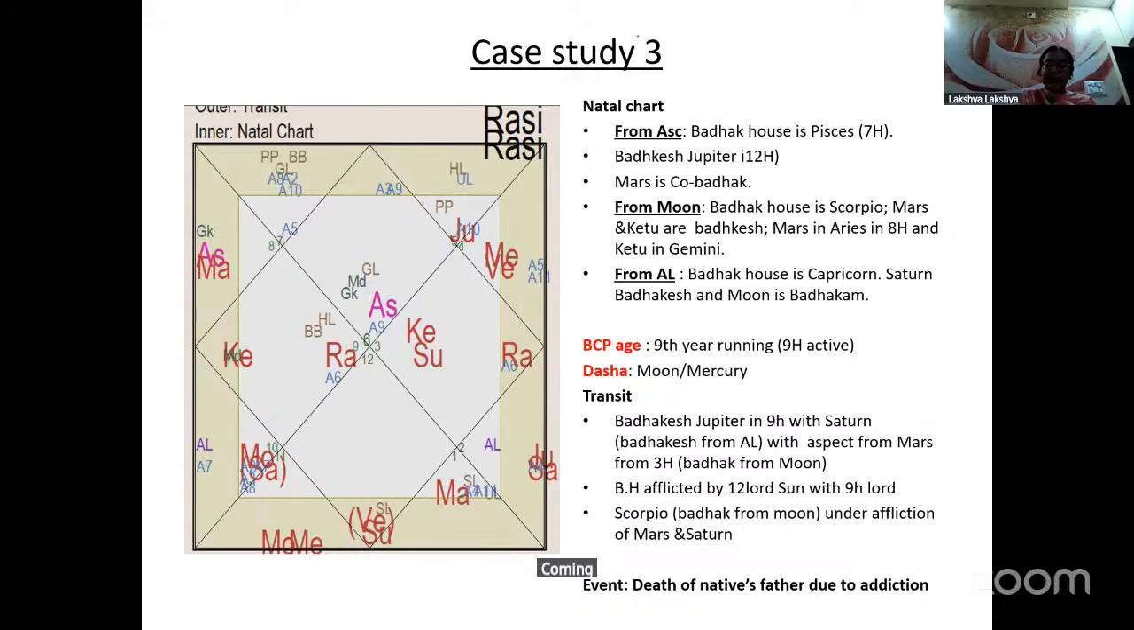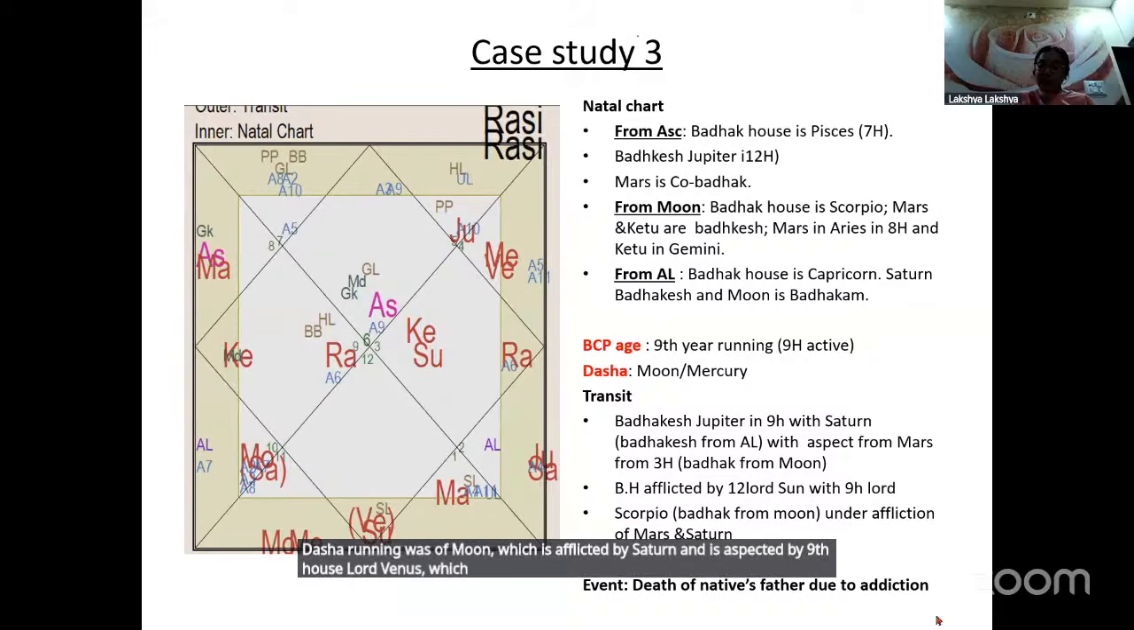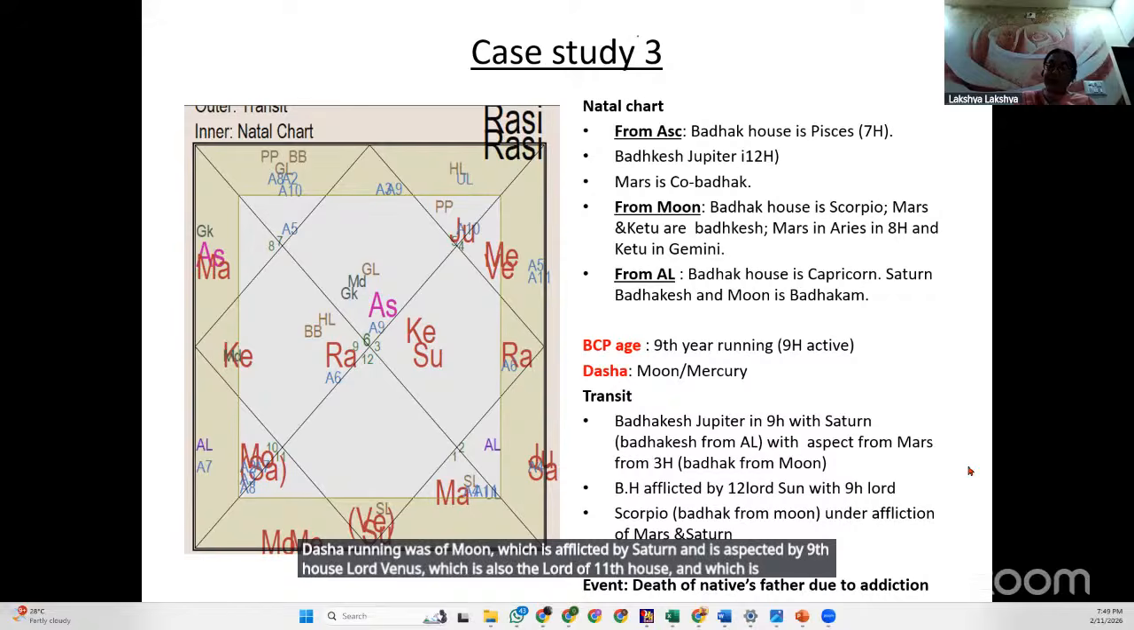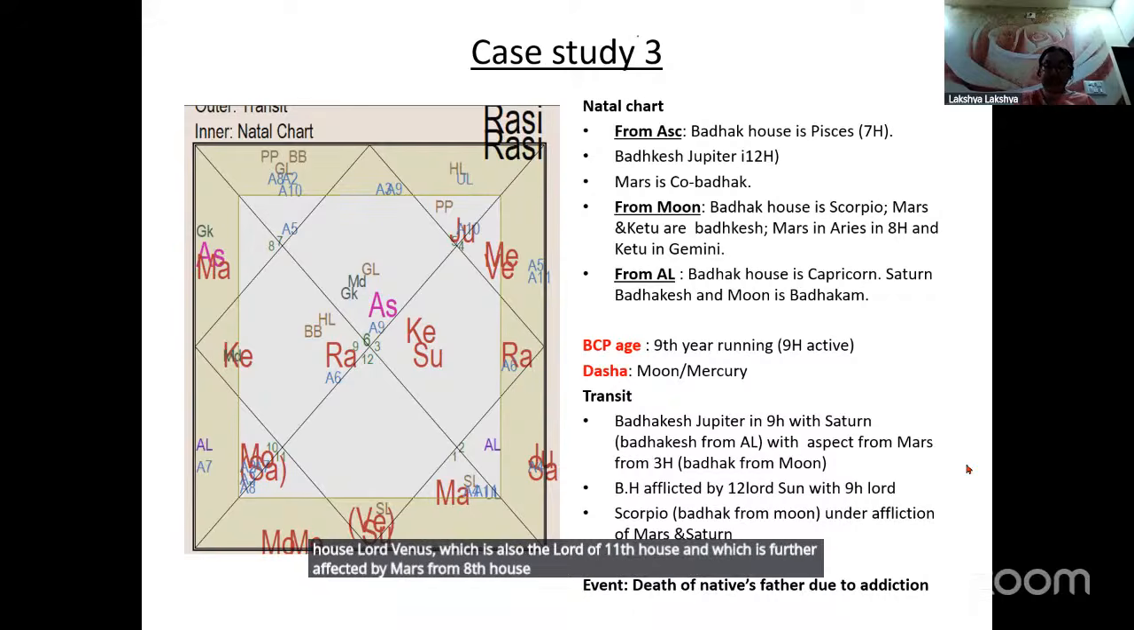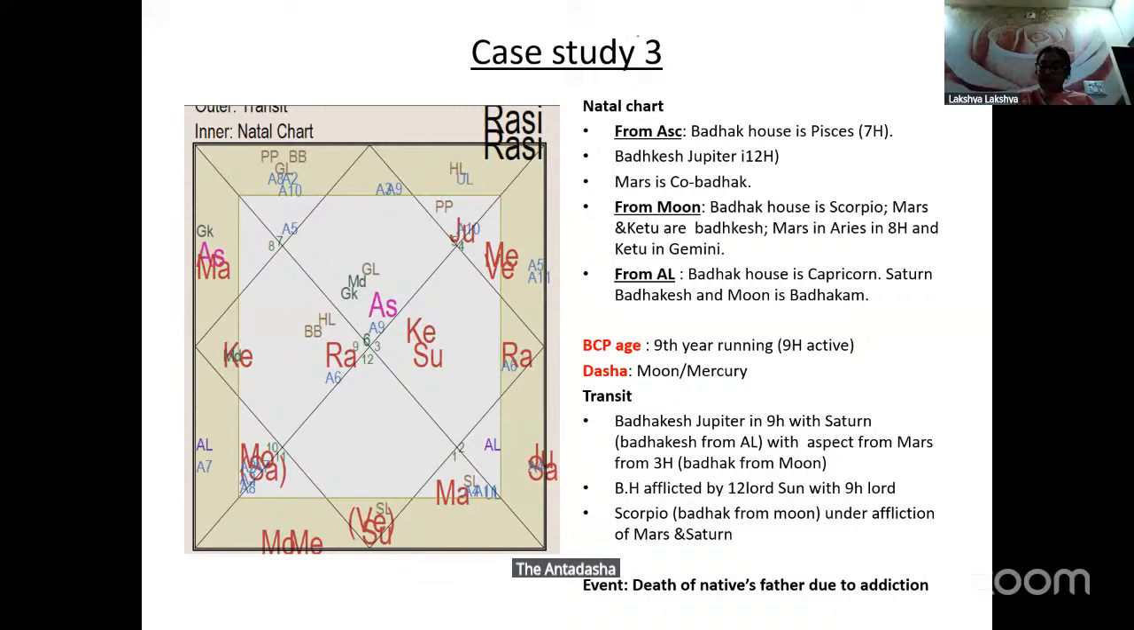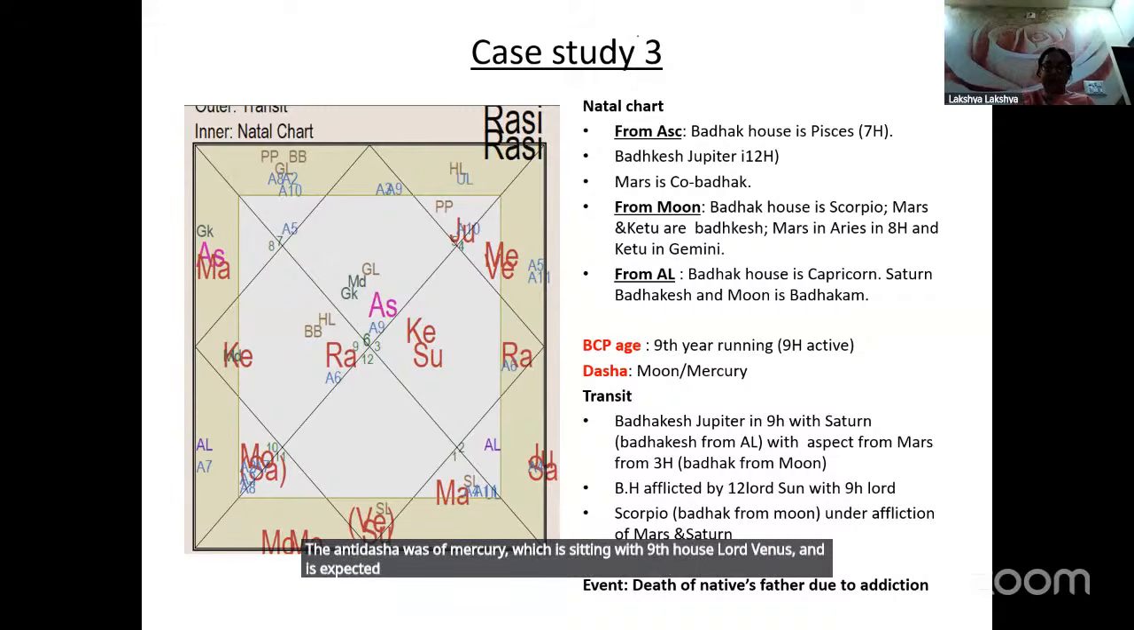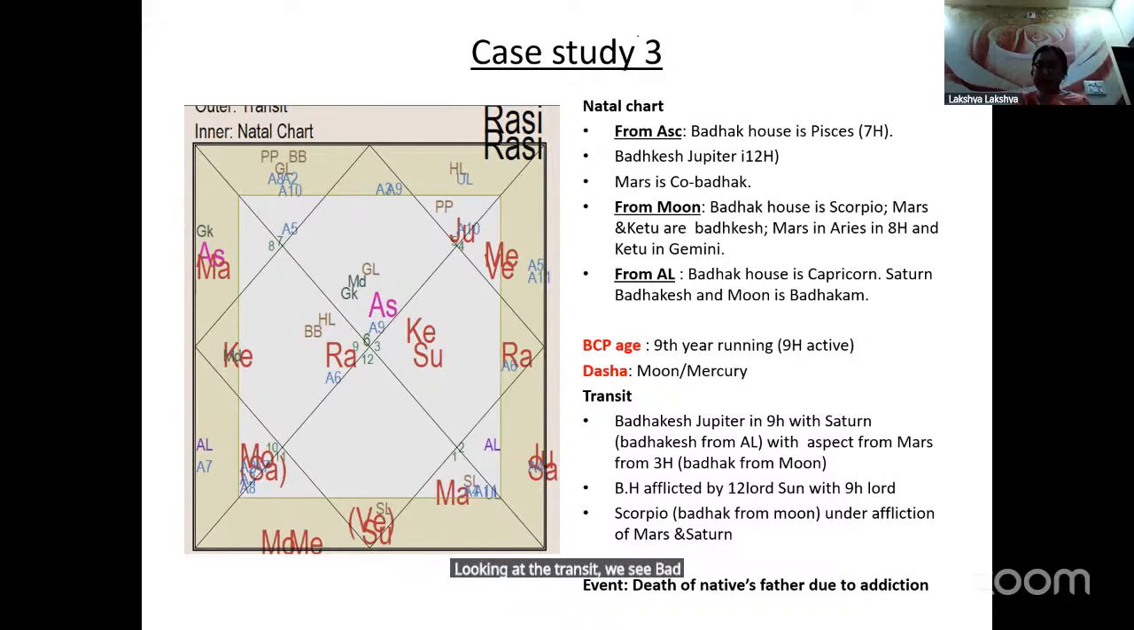Coming to the activated house, the native was running the ninth year of age, so the ninth house was active. The Dasha running was of Moon, which is afflicted by Saturn and is aspected by ninth house Lord Venus, which is also the Lord of the 11th house, and which is further aspected by Mars from the 8th house. The Antardasha was of Mercury, which is sitting with ninth house Lord Venus and is aspected by both Mars and Saturn. Looking at the transit, we see Badhakesh Jupiter is in the ninth house with Saturn and aspected by Mars.